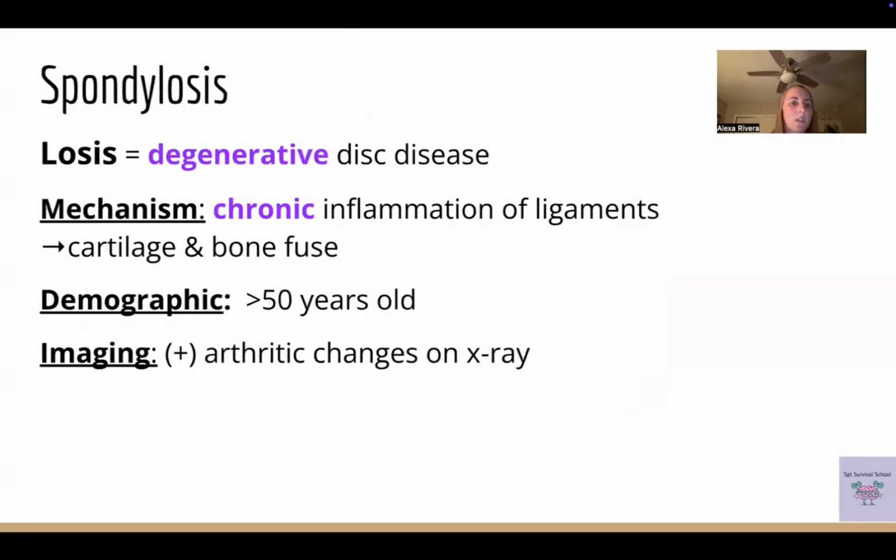So spondylosis, think of degenerative disc disease. I have a memory trick for this coming up. Mechanism is going to happen over time. It's inflammation of the ligaments, which is going to cause the disc to shrink or the cartilage and bone to fuse. This is going to happen in people over the age of 50. And in imaging, it's going to show arthritic changes on an X-ray.